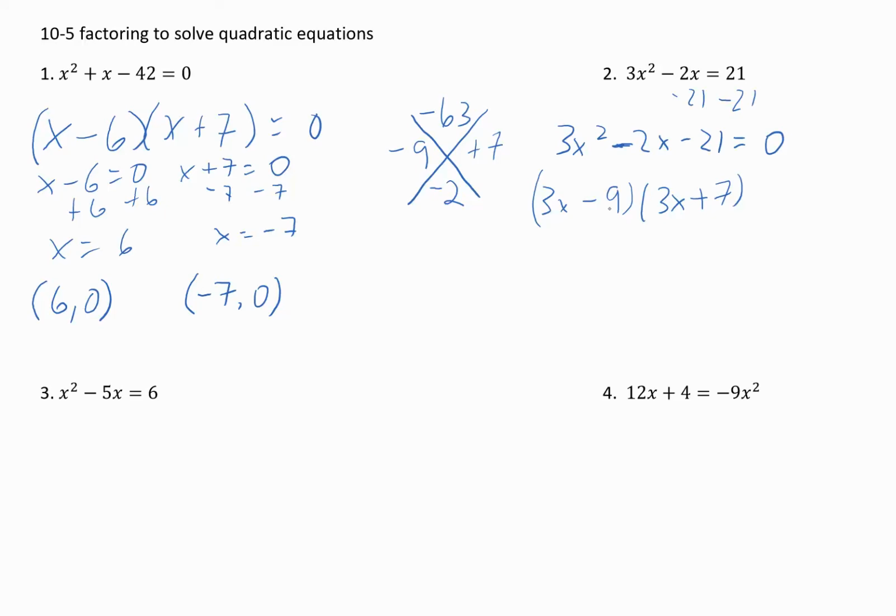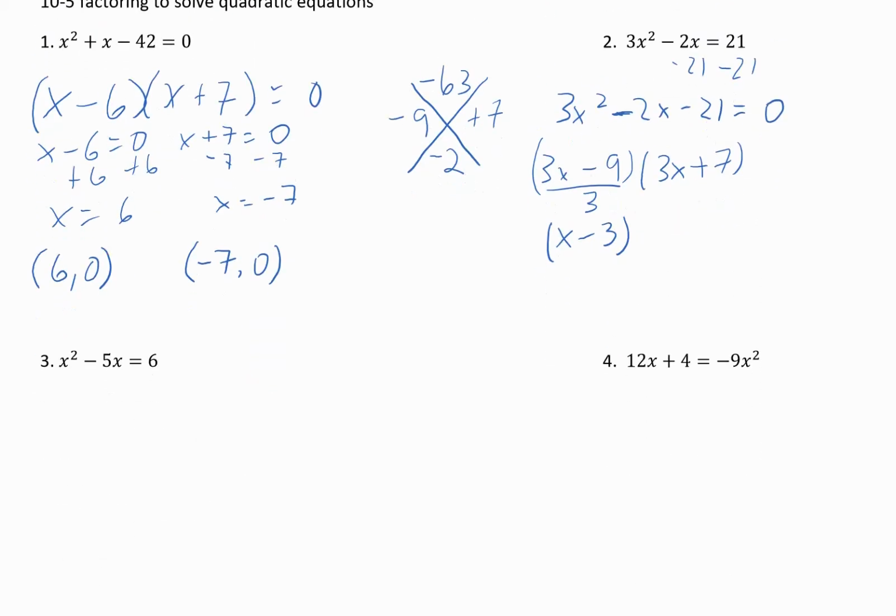And between the 3x and the negative 9, I'm going to factor out whatever they have in common, their GCF. So that's a 3. So I'm left with x minus 3. On this right-hand side, I forgot the parentheses. I'm going to factor out what they have in common. So that is a 1. Remember, everything always has at least a 1 in common. So that leaves me with 3x plus 7. So then (x minus 3) times (3x plus 7) equals 0 is the fully factored form.